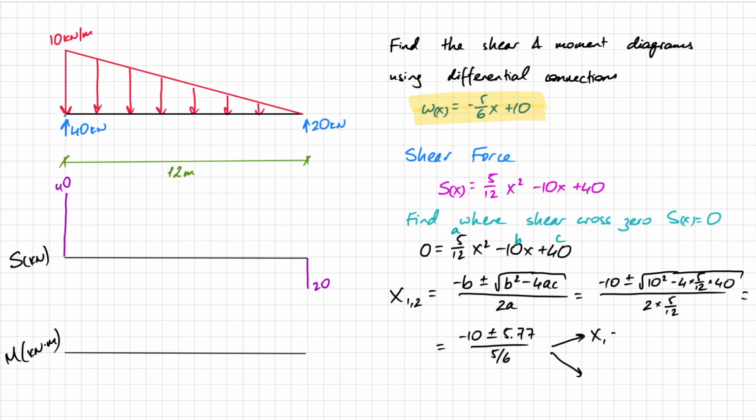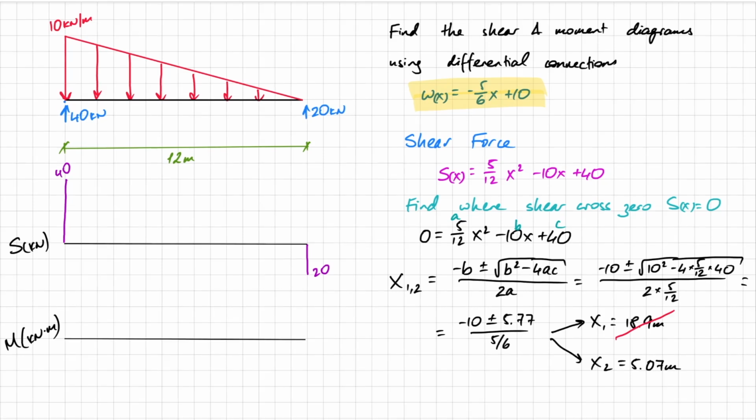And so I get two roots, x1 and x2. x1 works out as 18.9 meters, x2 works out as 5.07 meters. Now the first solution is not physical because it is out of the bounds of our 12 meter beam. So I know that when x equals 5.07, I cross the 0.